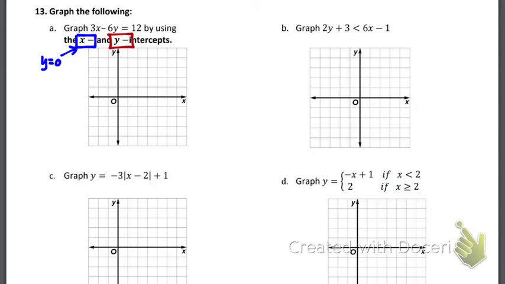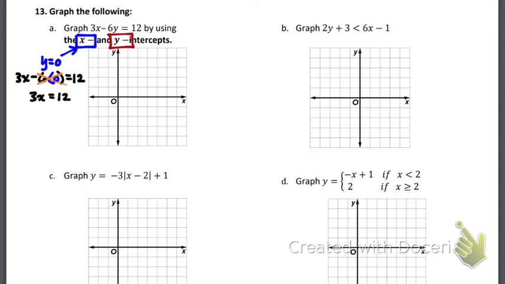So I would take that equation that they gave me, 3x minus 6, but then I'm going to put a 0 in the place of the y. And then I'm going to solve this. What's 6 times 0? 0. This whole thing just disappears, because if I subtract nothing, nothing changes. So I would have 3x equals 12.